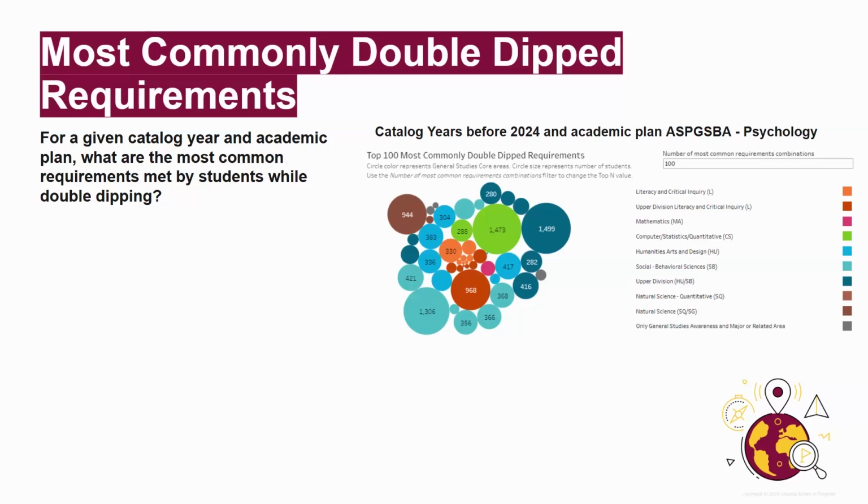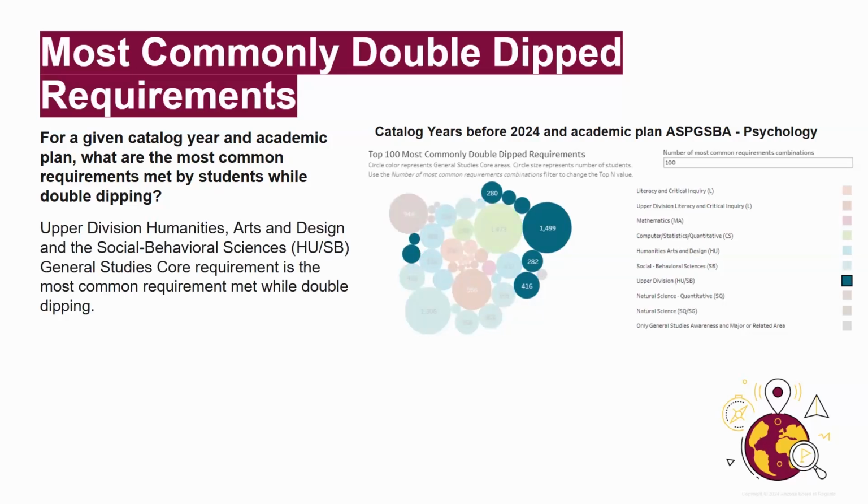Each circle represents a requirement combination. The color of the circle indicates a general studies core area with a legend on the right. And the number and the size of the circle reflects the number of students who used a course to meet that specific combination.